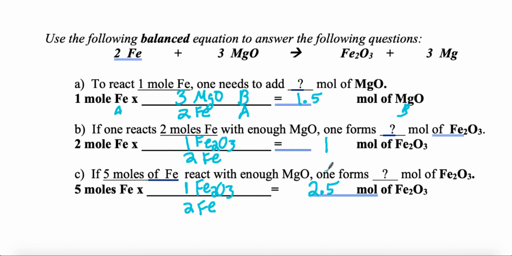So mole-to-mole conversions is just multiplying against that ratio that's taken from the coefficients of your balanced reaction.